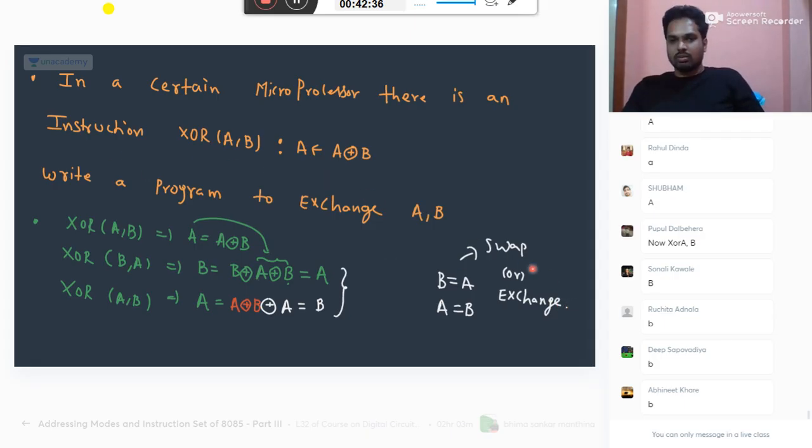Don't say again A equal to A XOR B. Now, XOR of A and B, I said A equals A XOR with what? A XOR with B. So what is A XOR B XOR with B? B contains A.